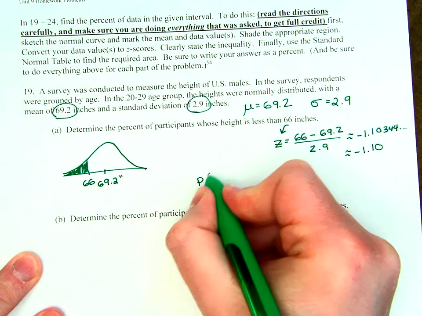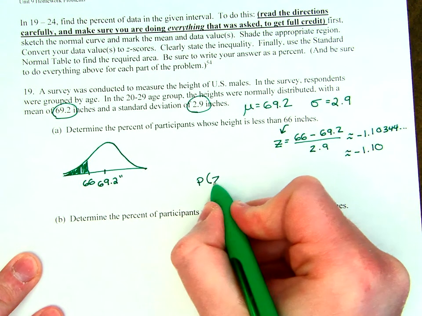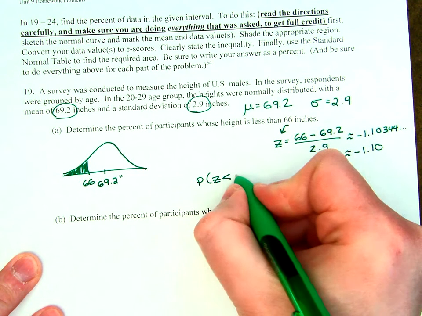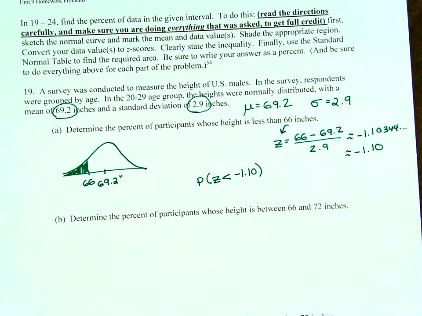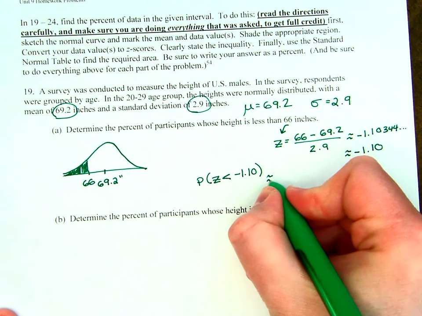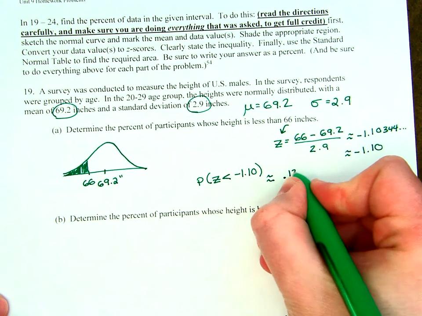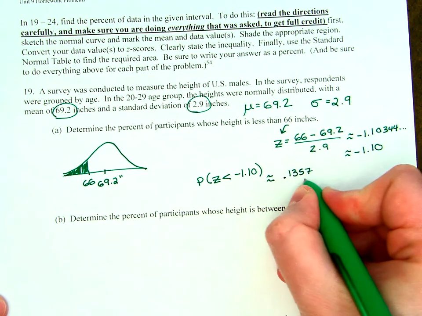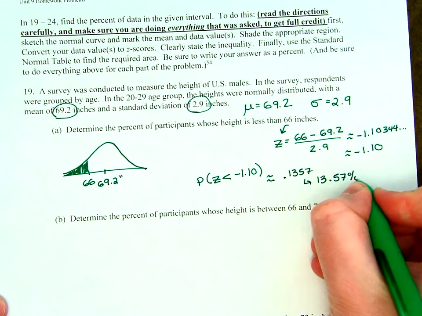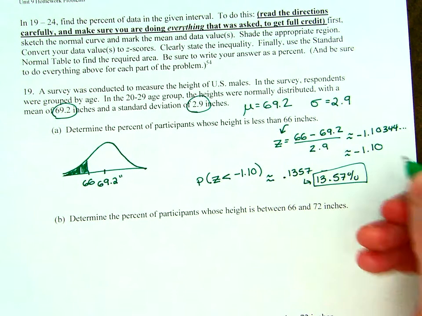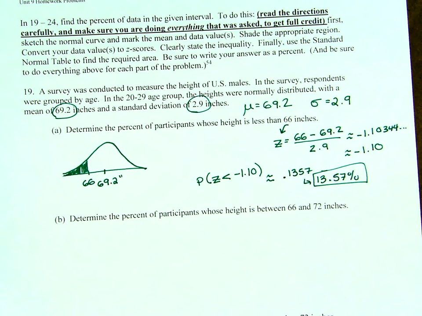I want to find the percent of people whose z-score was less than negative 1.10. This one's going to come straight out of your table. So I think about 0.1357 or 13.57%. I would pause the video and see if you can do B and C.